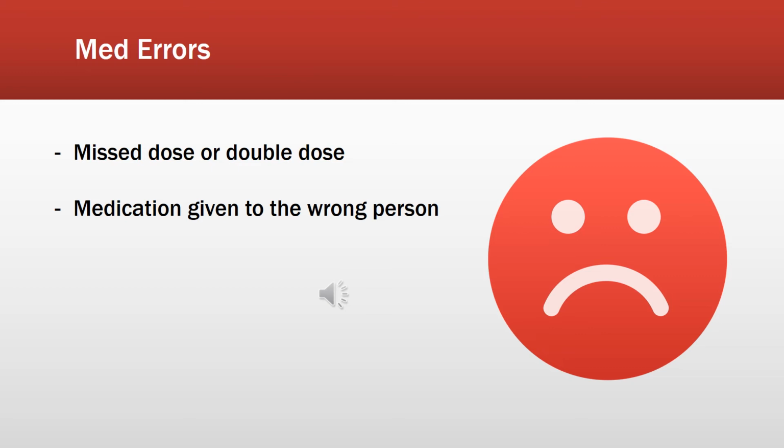Some common med errors that can occur: a missed dose or a double dose. I've seen these things happen when coworkers aren't communicating with each other and they think that one or the other is supposed to be giving meds, or they already gave meds, so then clients didn't get any, or they got too many meds. So always make sure that you're communicating well with your coworkers about medication-related things. And also medications given to the wrong person.